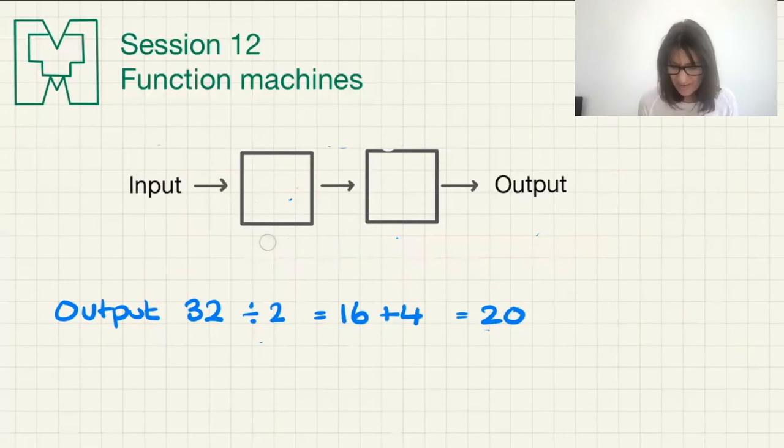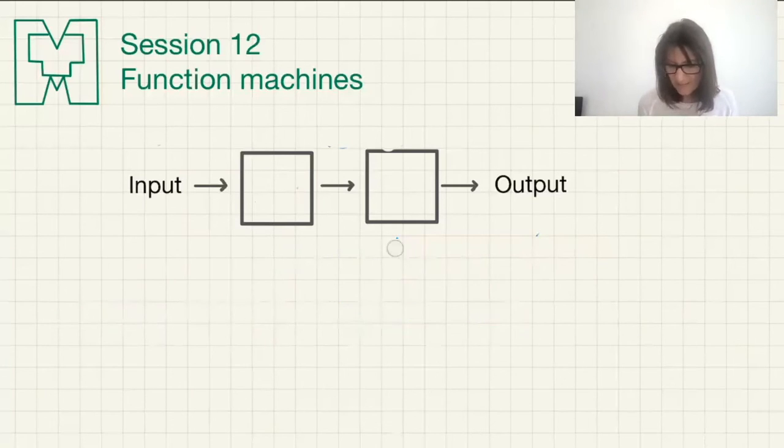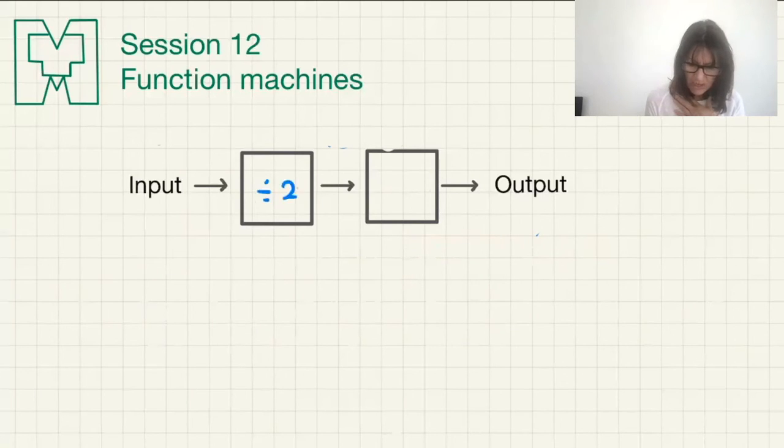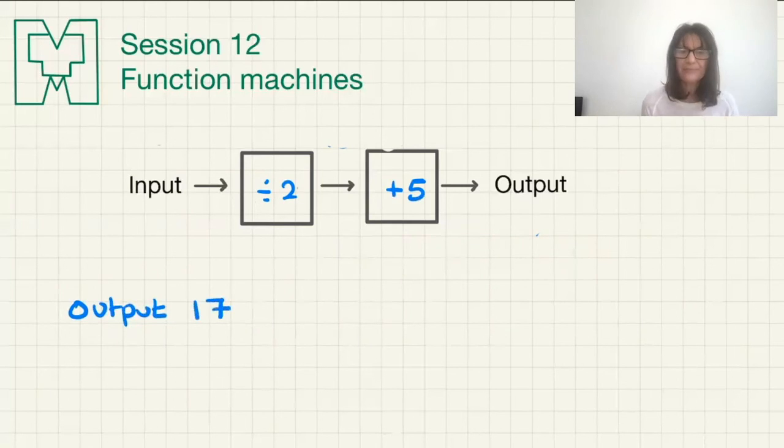We'll do another one. This time I want you to definitely pause if you didn't last time and have a go at this. So we're going to better give you some rules, hadn't we? Let's divide by 2 and add 5. Let's do that. And let's say our output is going to be 17. Okay, so pause and have a go.